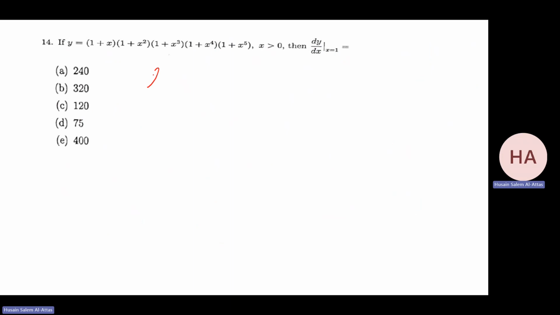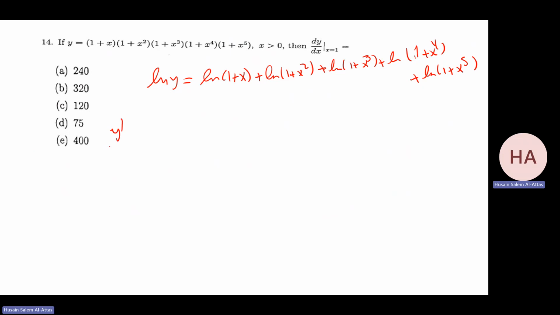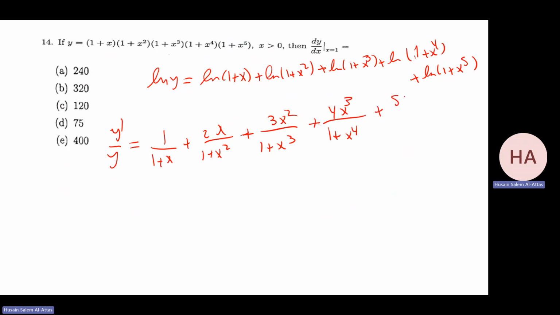Differentiate, take ln y, which will be ln(1+x) plus ln(1+x²) plus ln(1+x³) plus ln(1+x⁴) plus ln(1+x⁵). Now differentiate: y prime over y is 1 over 1+x, plus 2x over 1+x², plus 3x² over 1+x³, plus 4x³ over 1+x⁴, plus 5x⁴ over 1+x⁵.